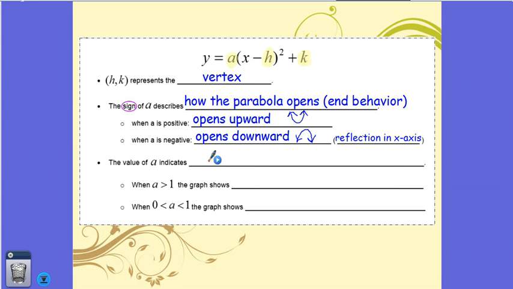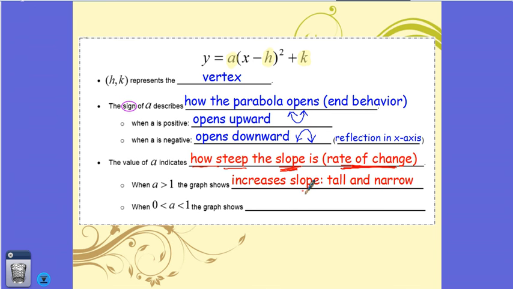Now the actual value of a will tell us how steep the slope or rate of change is. When a is a number larger than 1, like the red function we saw before when a was 2, it increases the slope, causing the parabola to get tall and narrow. When a is between 0 and 1, meaning a fraction or decimal, the graph will show a decrease in slope. It will become a shorter and wider parabola.